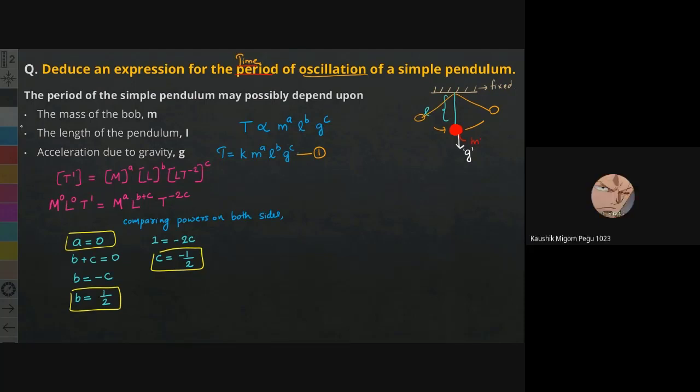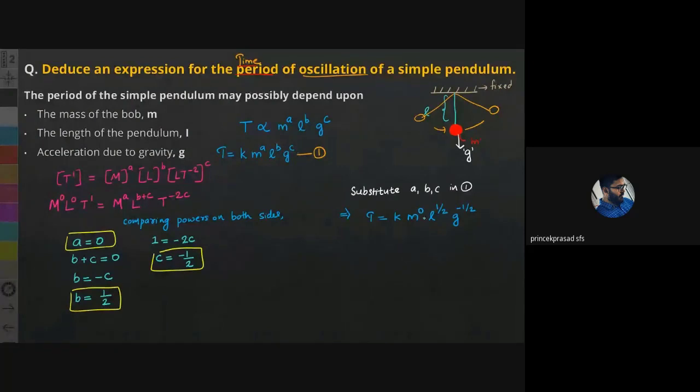Substitute A, B, C in equation 1. Then how will it be? It will turn out to be T is equal to K M raised to how much? What is A? 0. L raised to how much? L raised to 1 by 2. And G raised to minus 1 by 2.